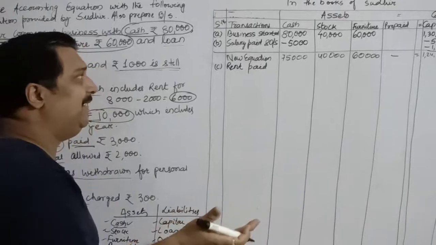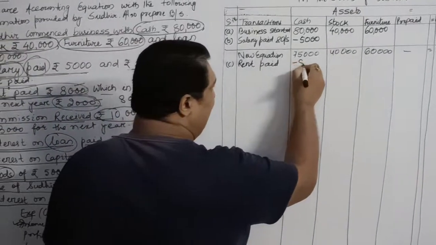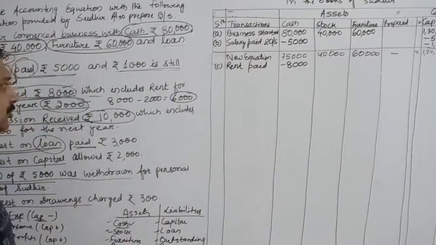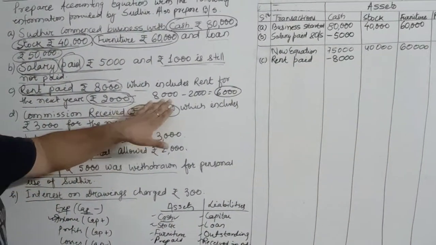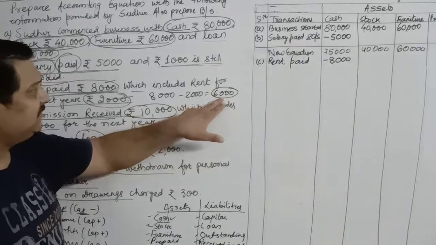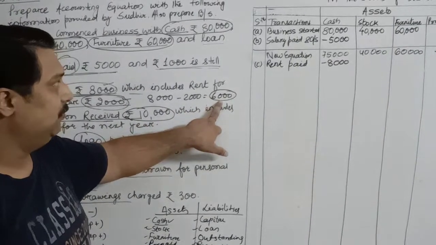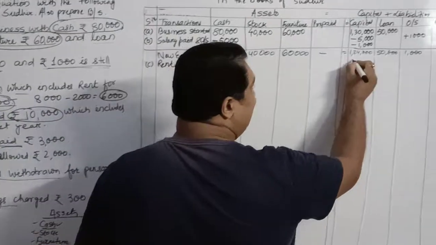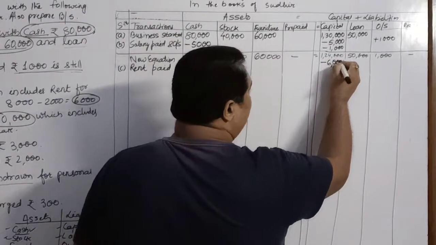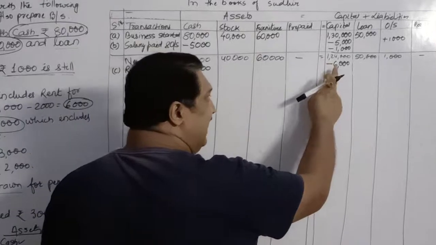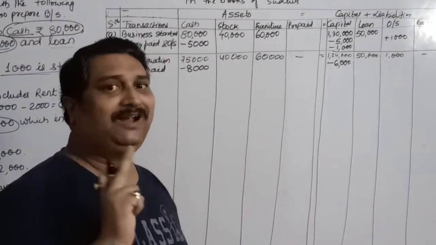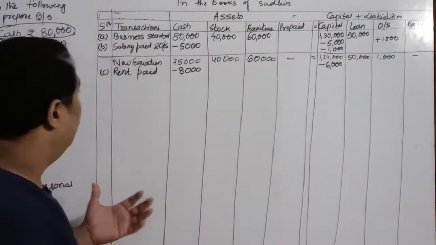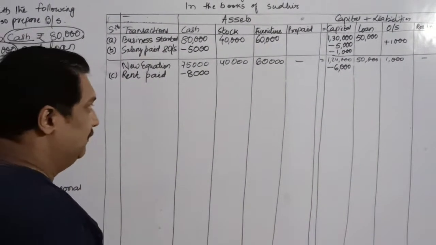How much rent have I paid? You can say I paid 8,000. Okay, fine. That has reduced my cash. But out of this 8,000, how much is for the current year? 6,000. Since rent is an expense, so it will reduce my capital by rupees 6,000. I will write only that amount which is related to the current year. The expense which is related to the next year will become my prepaid.